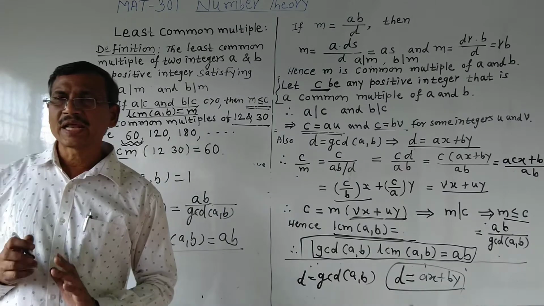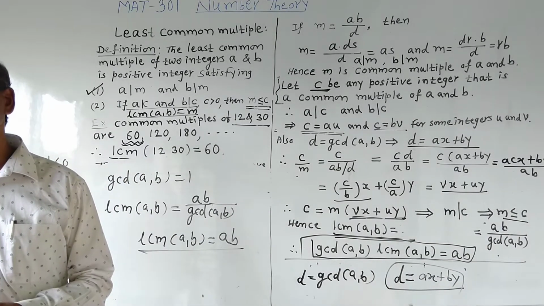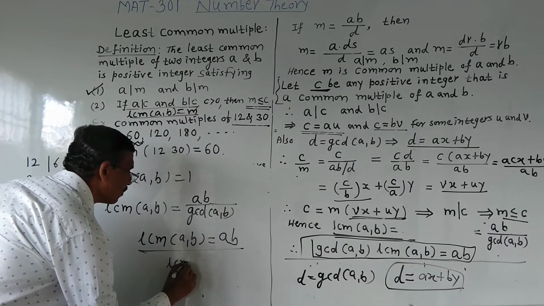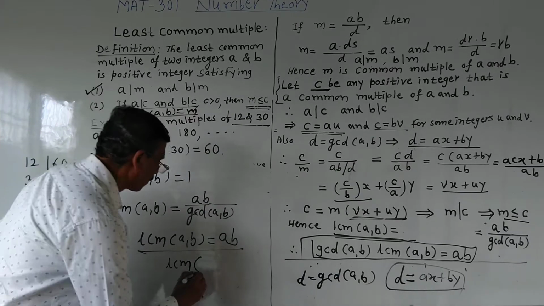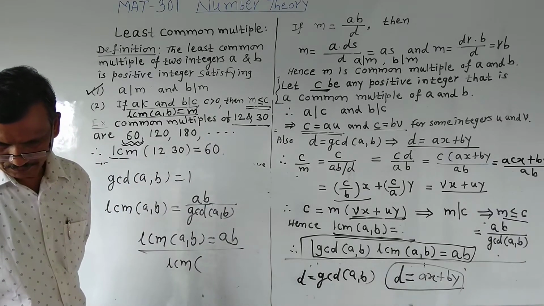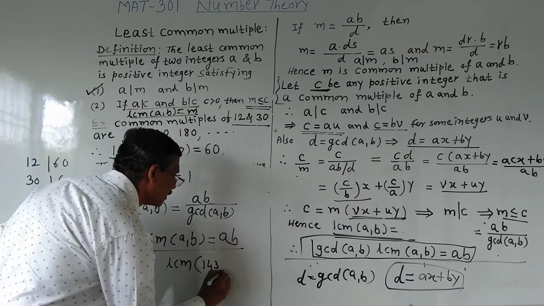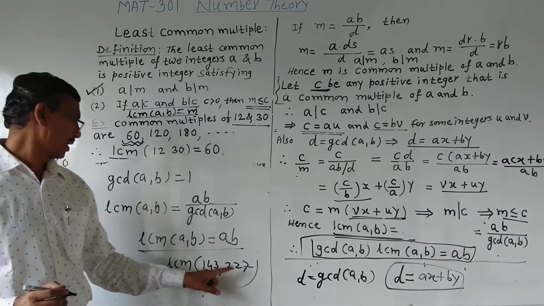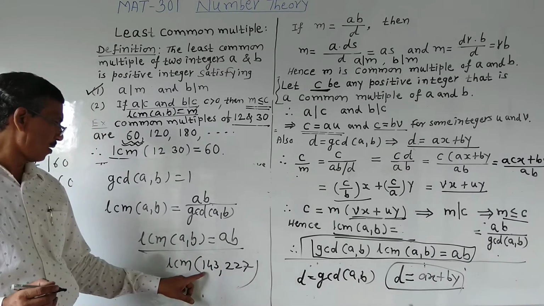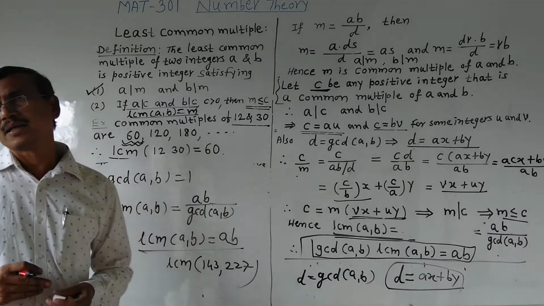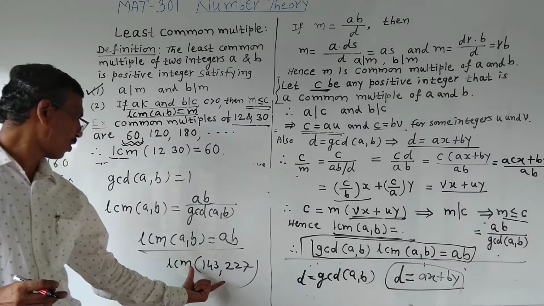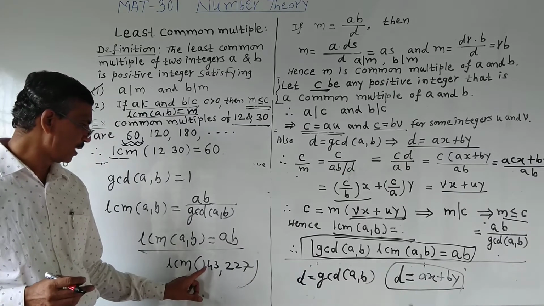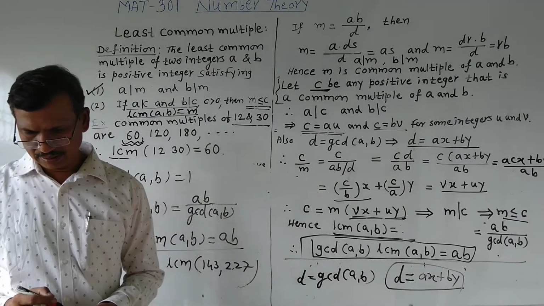Now whenever you require to find the LCM, you have to find the greatest common divisor. For example, find the LCM of 143 and 227. To find the LCM of 143 and 227, at first we have to find the greatest common divisor of 143 and 227. In the first example, we have obtained this greatest common divisor as 1. That means these are relatively prime integers, and therefore the LCM of these two will become the product of these two integers.